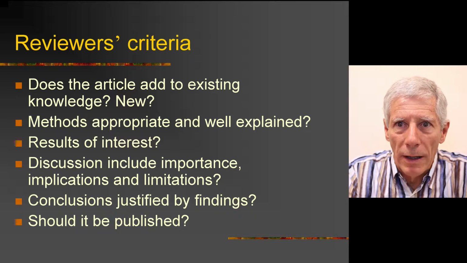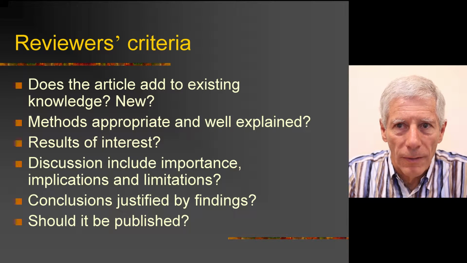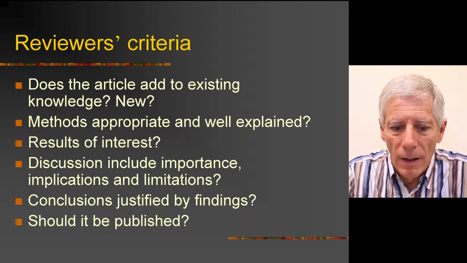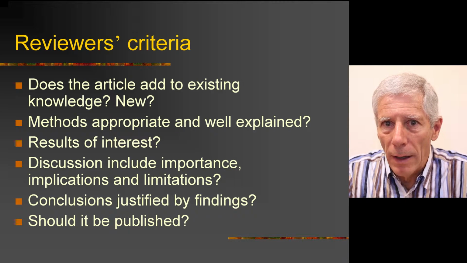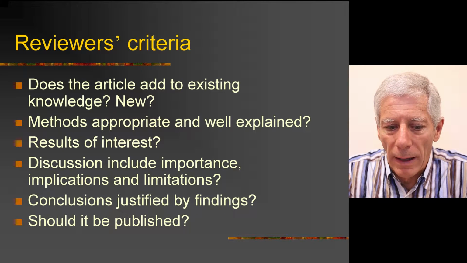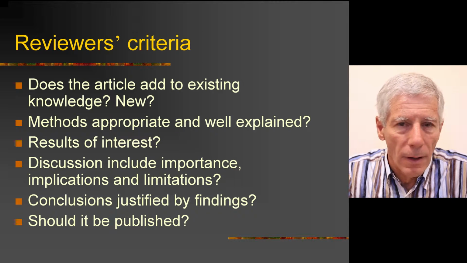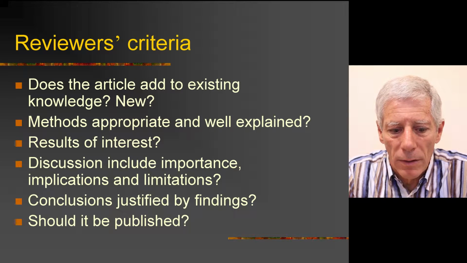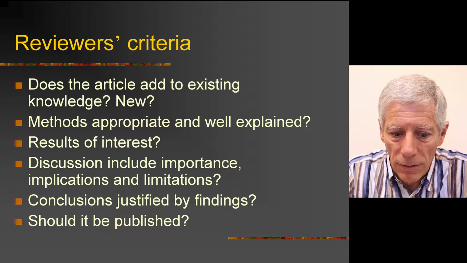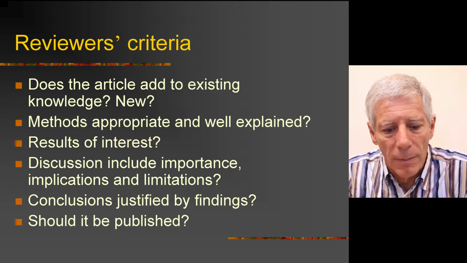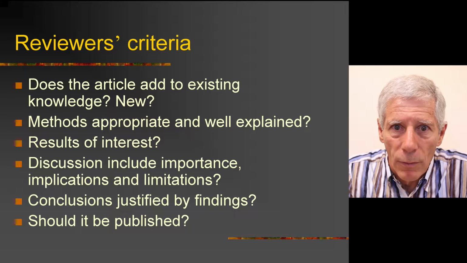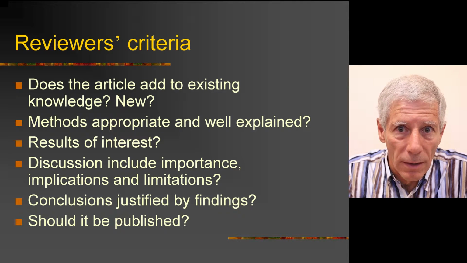If you want to look at what the criteria are for the reviewers, I've listed them here. Does the article add to existing knowledge? Is it new? Are the methods appropriate to what's being examined, and are they well explained? Could someone else reproduce it? Are the results of interest to the readers? Does the discussion include the importance, the implications, and the limitations? And are the conclusions justified by the findings? Finally, there's often a gestalt type of question: should this article be published or not?